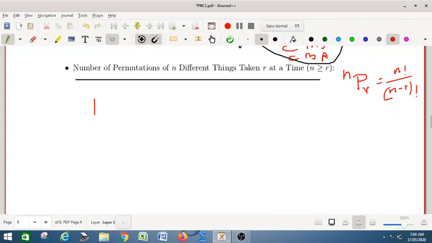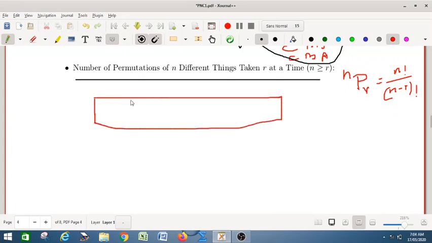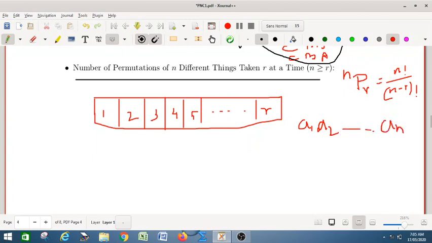So how will this work? I will explain it very shortly. Suppose there are r boxes, 1, 2, 3, 4, 5, etc., up to r. And there are n different objects, suppose a1, a2, etc., up to an. These are the n different objects.